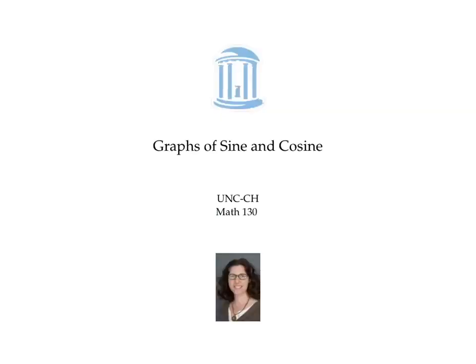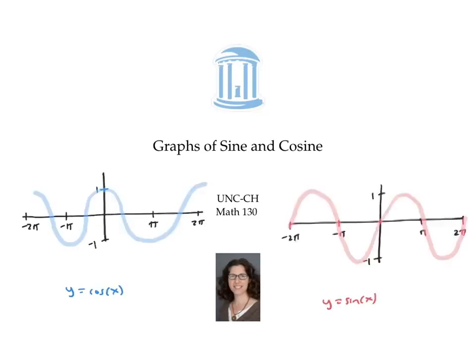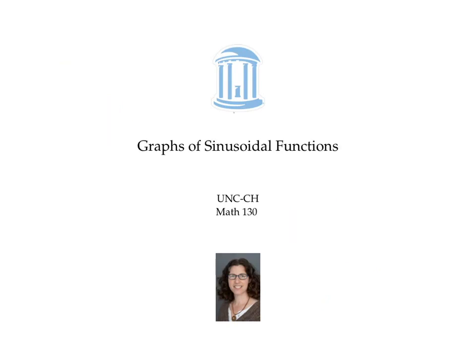In this video, we graphed y = cosine of x and y = sine of x, and observed that they both have a midline at y = 0, an amplitude of 1, and a period of 2 pi. Sinusoidal functions are functions that are related to sine and cosine by transformations like stretching and shrinking and shifting. This video is about graphing these functions.